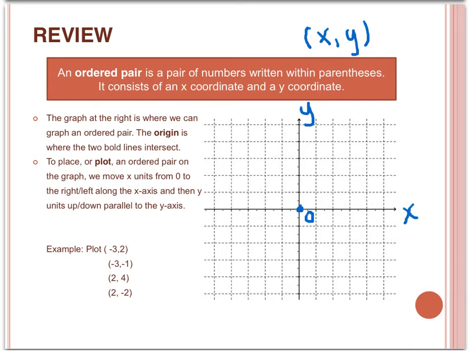The first is (-3, 2). The 3 is a negative number, so from O we're going to move 3 units to the left. 2 is a positive number, so we are going to move 2 units up. This point is (-3, 2).